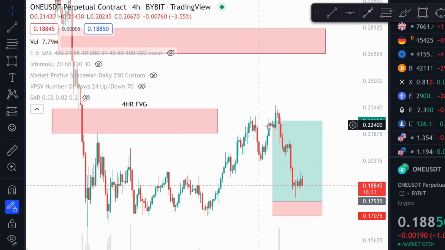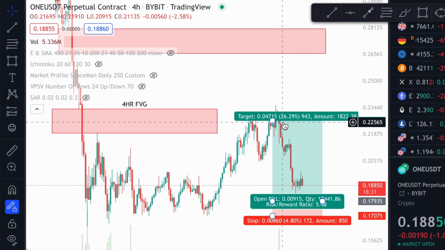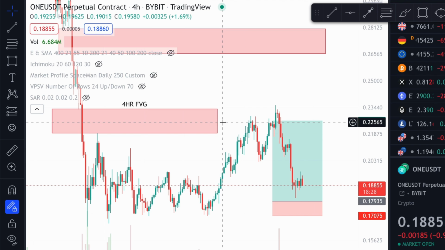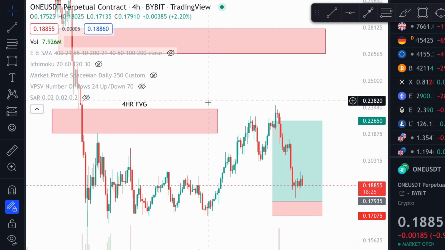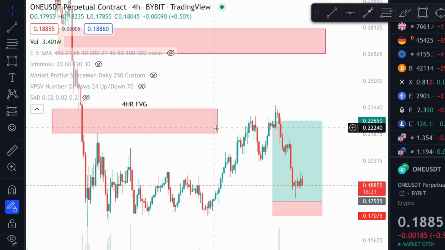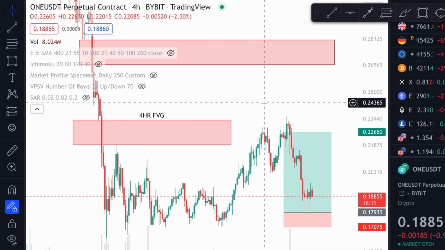But just to be on the safe side, I like to place it around the 50% because it's just a rule that sometimes it can get to the 50% and then not go any further. And then even if it got to 50%, this fair value gap will count as filled in. So quite simple, I hope.